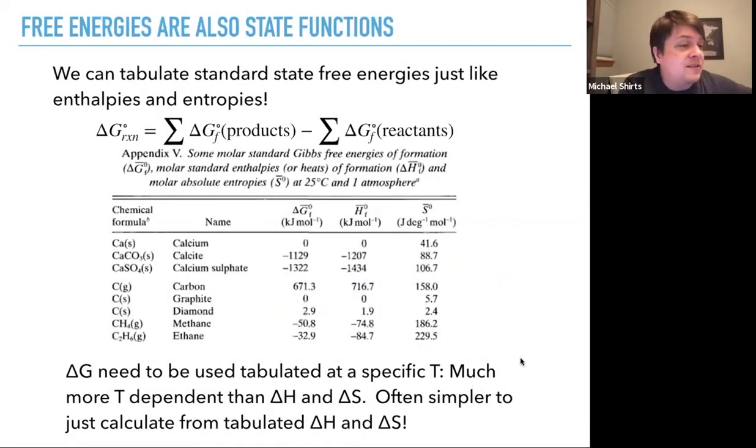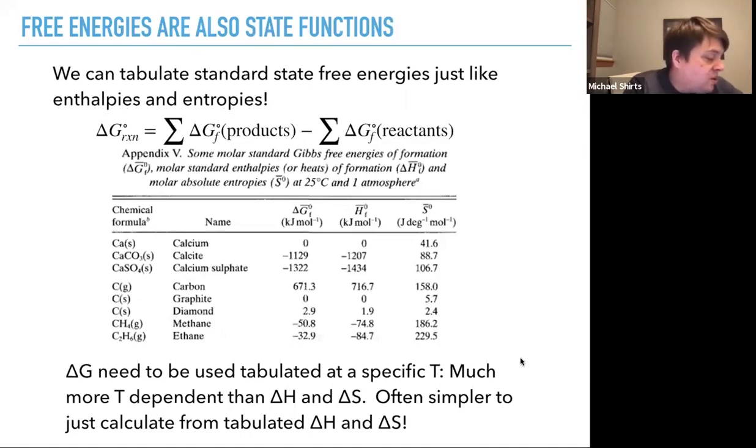Because enthalpies are state functions, because temperature is a state function, and because entropies are state functions, therefore free energies of reaction are state functions as well. So you can just calculate a free energy of reaction by summing up the free energy change of the products minus the free energy change of the reactants.